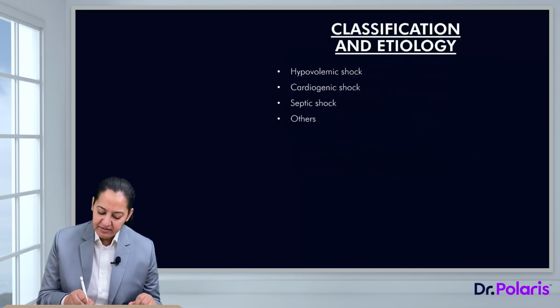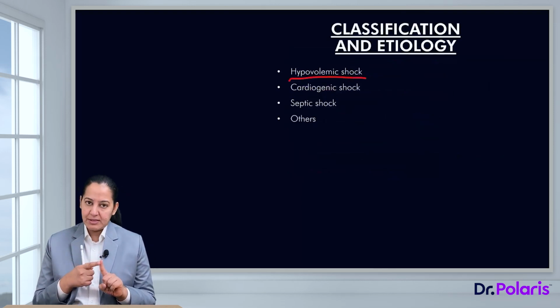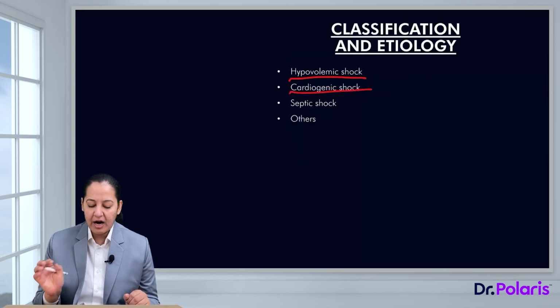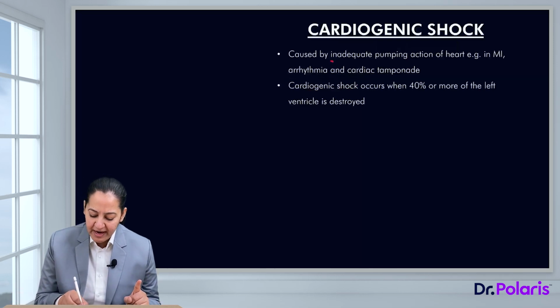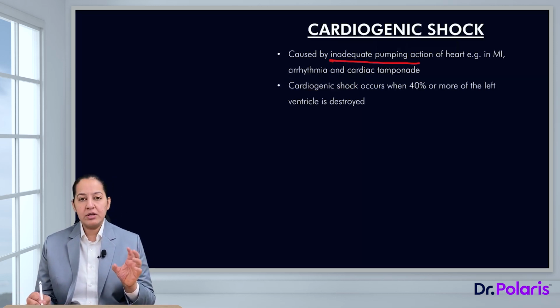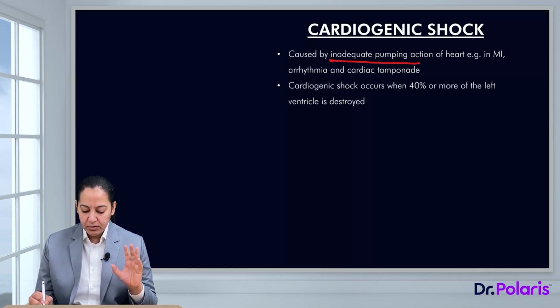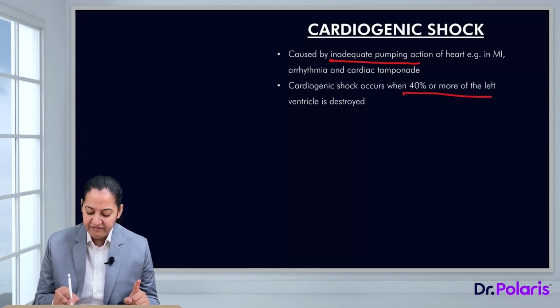Now we are done with hypovolemic shock. We know the pathogenesis, the stages, and the symptoms. So coming to the second type of shock, that is cardiogenic shock. Cardiogenic shock is caused by inadequate pumping of the heart. The heart is unable to pump properly. It occurs when 40% of the left ventricle is destroyed.